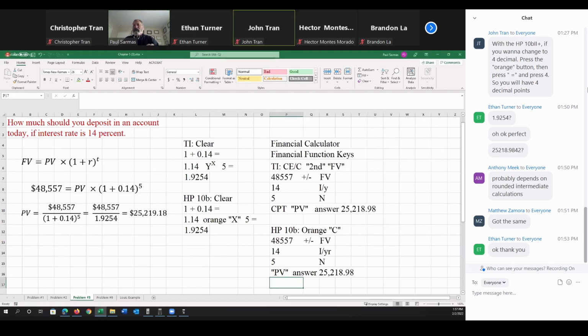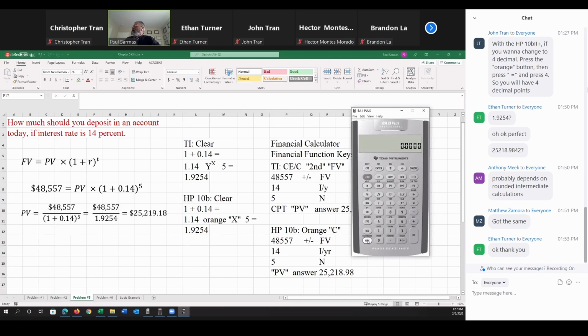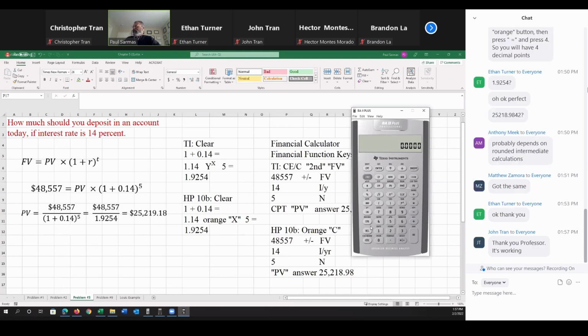This is what I want to show you. Please have your calculators ready so you work with me. Just for the heck of it, take 48,557 divided by 1.9254, just to double check this. You see, you get 25,219, 18 cents.